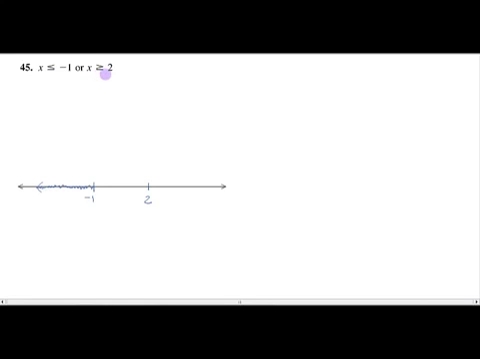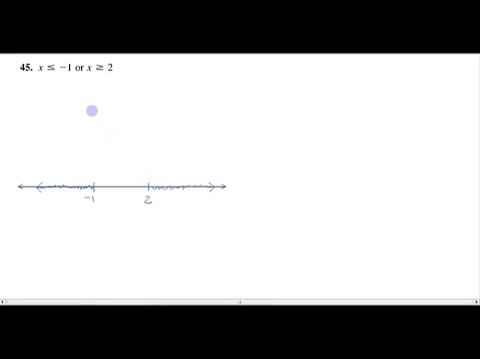Is 0 greater than 2? No. And I have to have at least one of those statements true with that number, so I know I cannot shade that interval. Let's try a 3. Is 3 less than or equal to negative 1? No. Is 3 greater than or equal to 2? Yes. So I have at least one statement true. That means I can shade that interval.